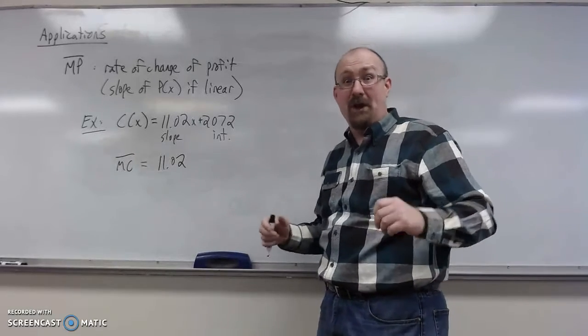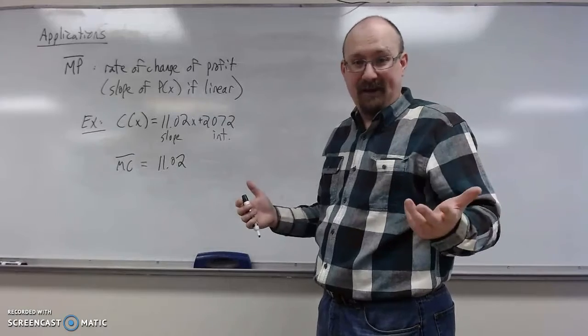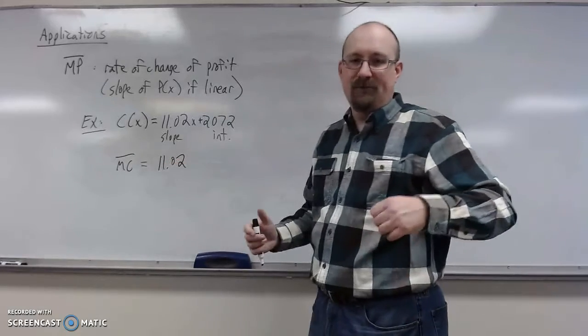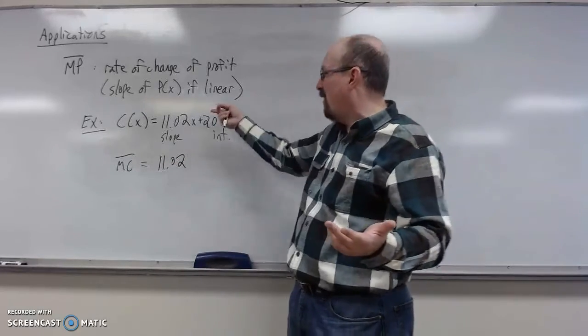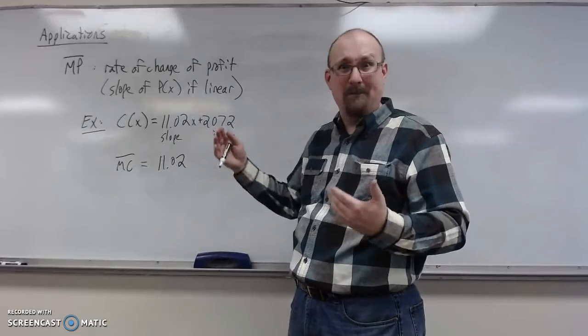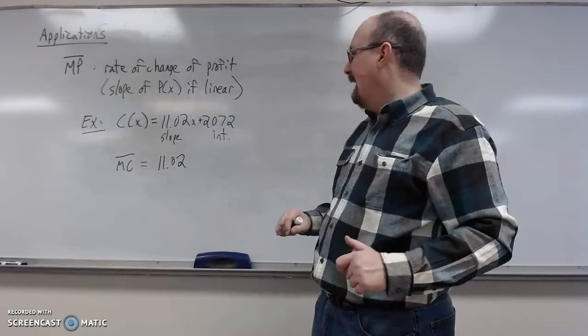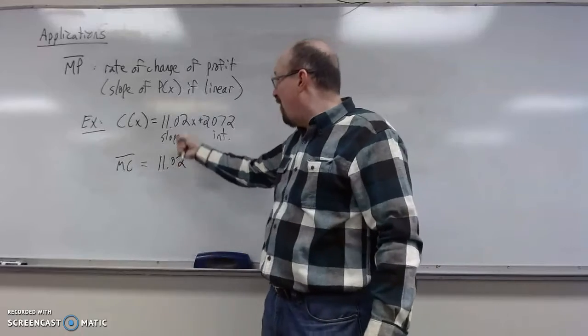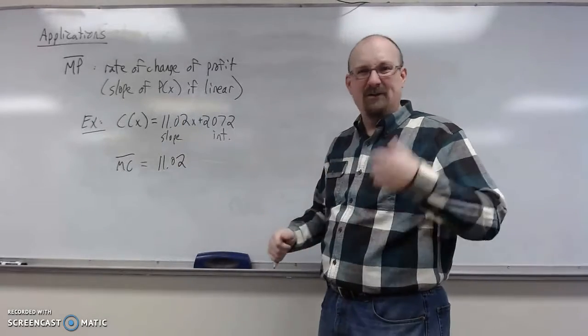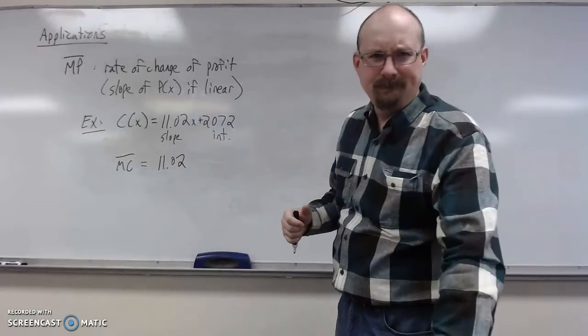What's the cost of producing another item if we're making 50? Well, it's $11.02. Same thing if we're doing 100. Since our cost function is linear, it's not like it climbs more rapidly or anything. It's $11.02 for each one. And like we said, the marginal cost and the slope are in fact one and the same thing.